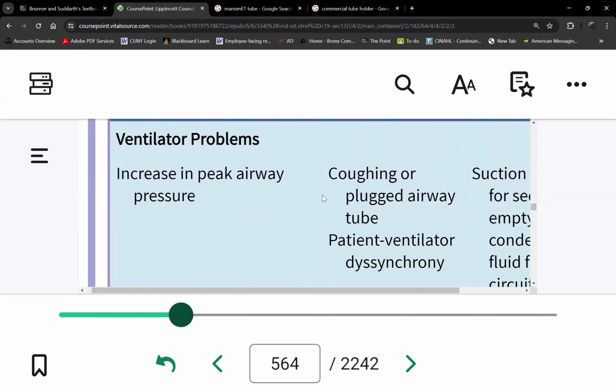Increase in peak airway pressure. Now, the patient usually has a peak inspiratory pressure. What is that? That is a combination of the lung compliance, how dry or how wet the patient is, meaning this is the resistance posed by the lungs on the vent. So they usually have a baseline, okay?